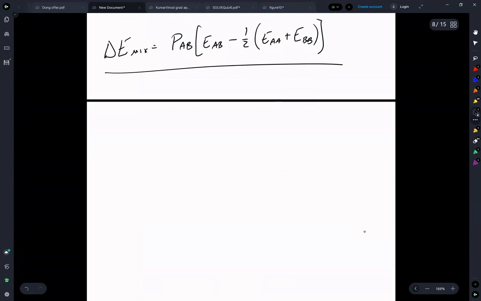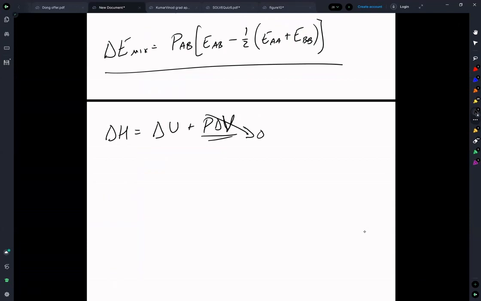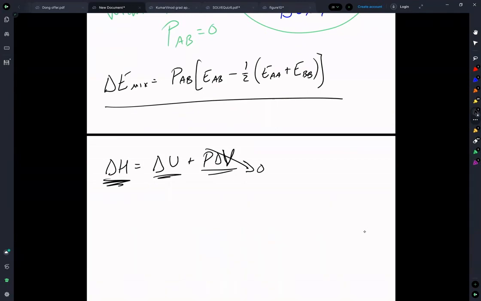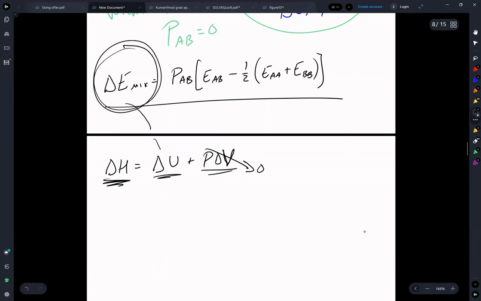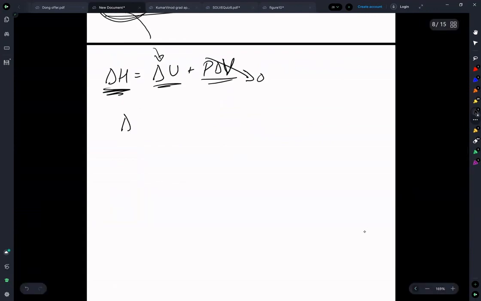Now, our enthalpy is delta U plus P delta V. But we are holding delta V as zero, which means that when we talk about the change in enthalpy, we're actually talking about the change in the internal energy. And because we're limiting ourselves to say the only change in the internal energy is the nearest neighbor bonding, then delta E mix is delta U, which means that delta H of mixing is equal to delta E of mixing. Okay, good.